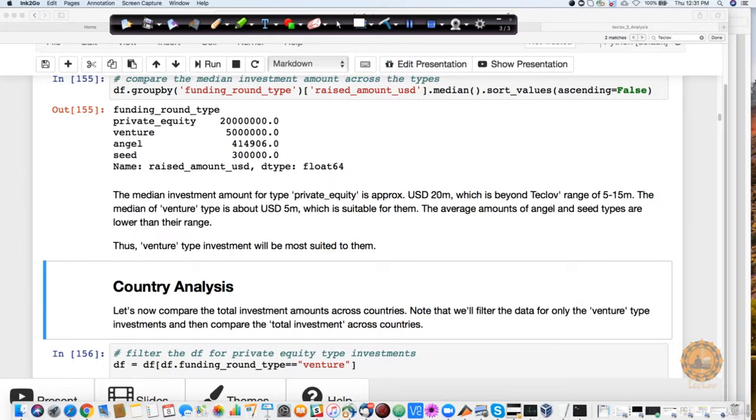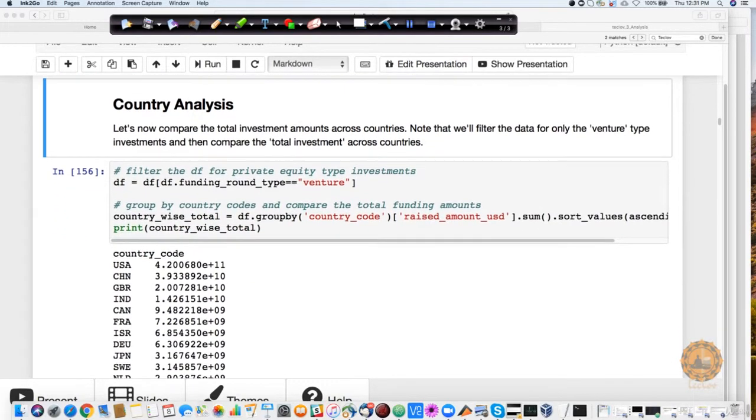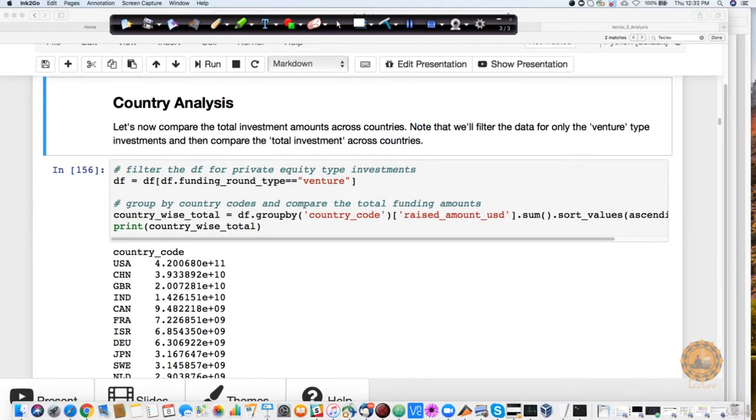So we got that funding type. We need to look at venture, and we will not take anything else. So this is the first answer we got. Now let's look at the country analysis, where we need to look at the top three English speaking countries. What we are trying to find out is those countries where the maximum investment is happening, but at the same time they should be English speaking countries, so that we do not face any sort of communication issue. That was the second restriction we have put across.